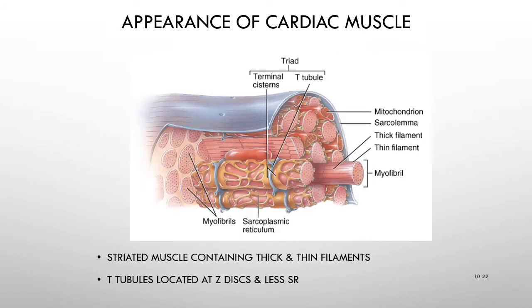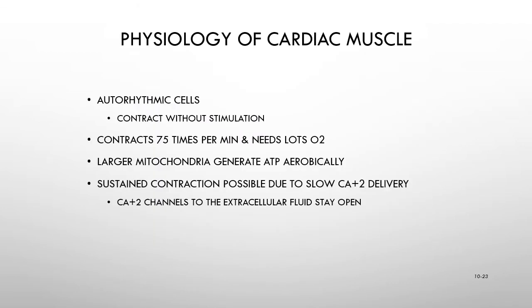The T tubules are less prevalent in cardiac muscle. The sarcoplasmic reticulum is less in cardiac muscle, and so that means that more of the calcium is going to have to come from outside of the cell.